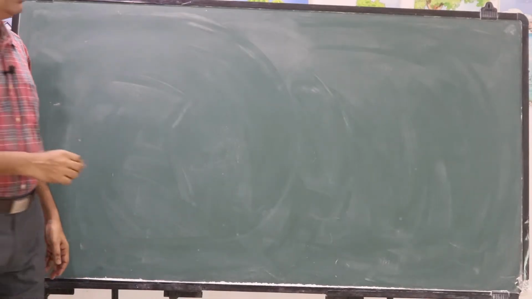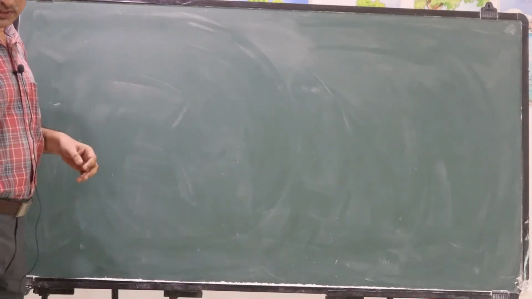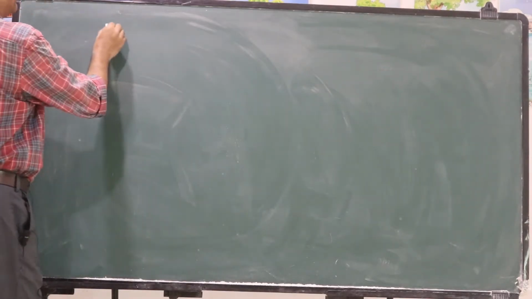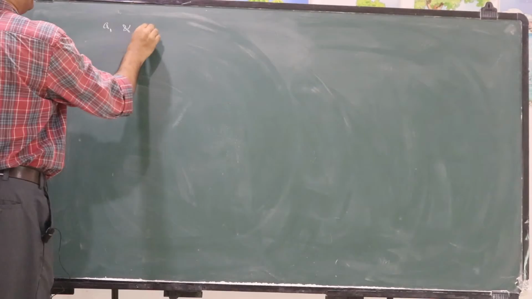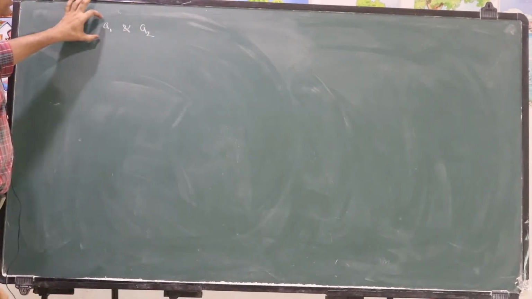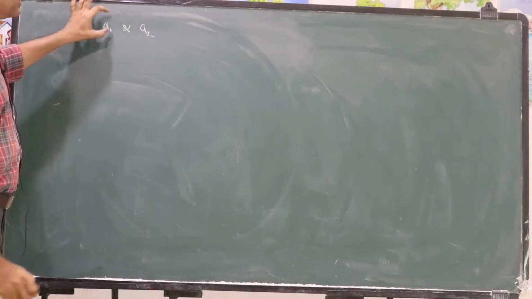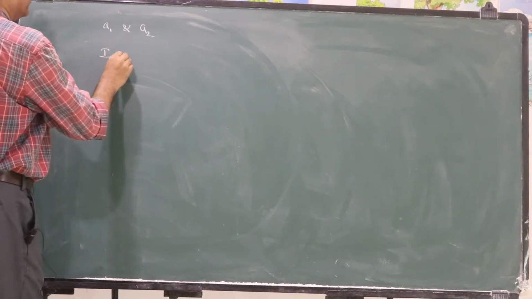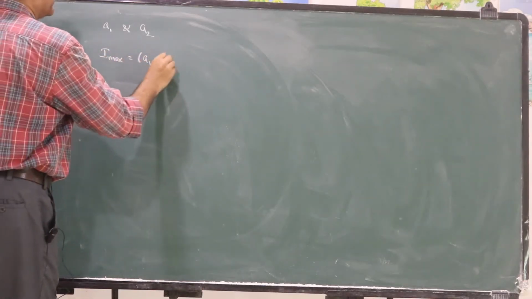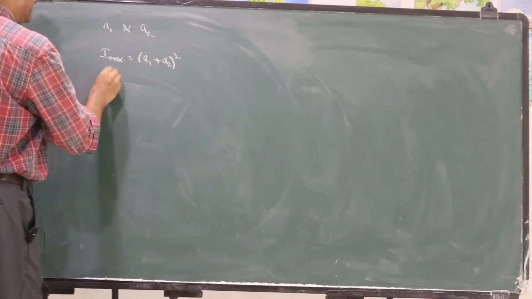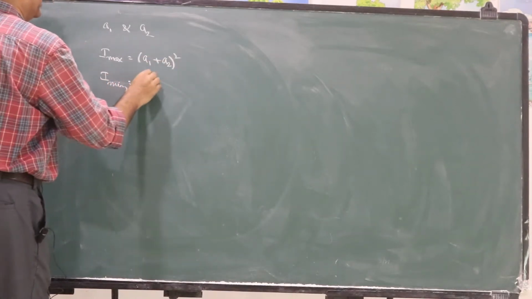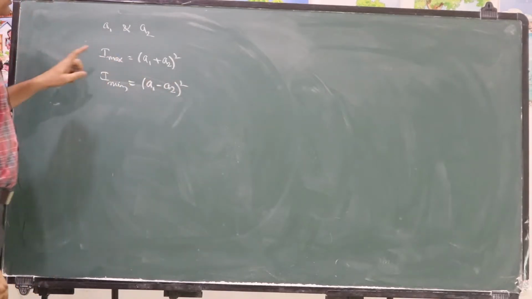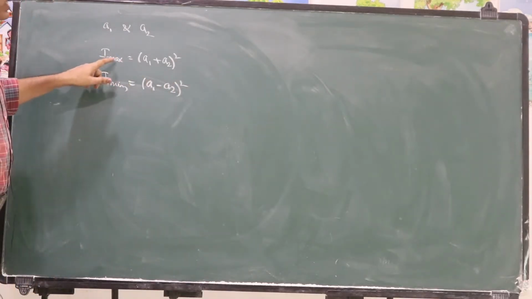Now you have to remember, while solving the problems based on interference, if A1 and A2 are the amplitudes of the light waves from two different sources, then we can have I max is equal to (A1 plus A2) whole square, and I minimum intensity is obtained when (A1 minus A2) whole square. So these are the I max and I minimum.